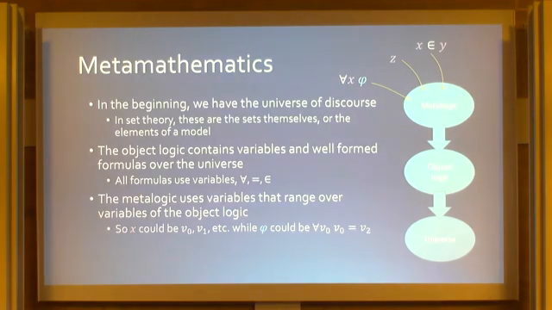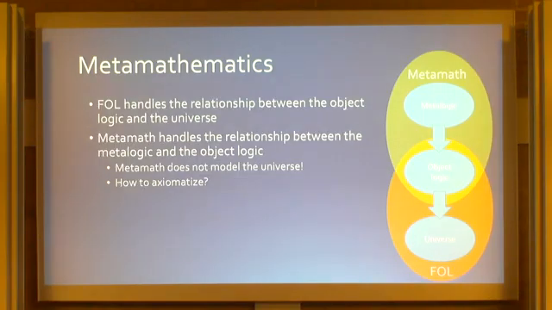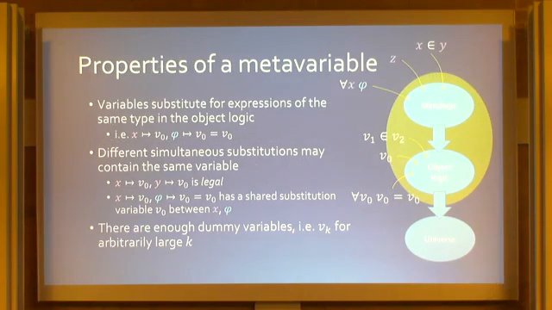The meta logic works one level higher than this. So now you have meta variables which range over the variables of the object logic. So MetaMath works at the top two levels, whereas first order logic generally works at the bottom two levels. So in first order logic, you want to understand how this relates to this. In MetaMath, we're worrying about how the meta logic relates to the object logic, and in particular, the universe doesn't enter into it, so it's only indirectly there.